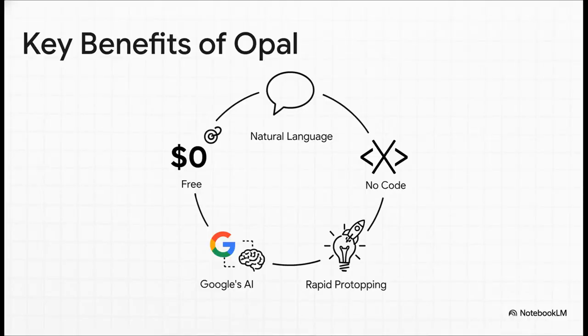So let's just run through the big wins one more time. You're building with your own words, natural language. There is zero coding needed. You can test out new ideas in minutes, not months. It's powered by Google's best-in-class AI. And, the big one, it's completely free while it's in beta.